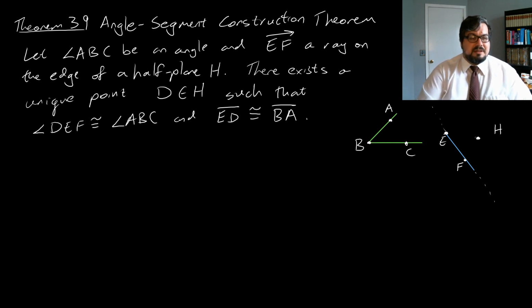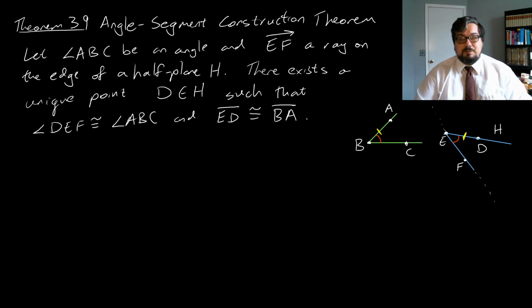two things happen simultaneously. The first is that we want this angle DEF, oh, I should write that down, to be congruent to the angle ABC. So we want those two angles to be the same. But then we also want the segment ED to be congruent to the segment AB. We want both those things to happen at the same time.